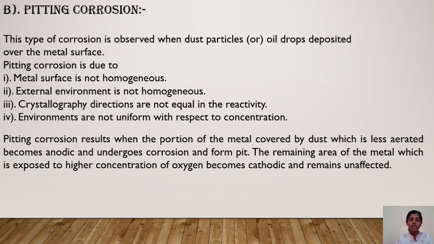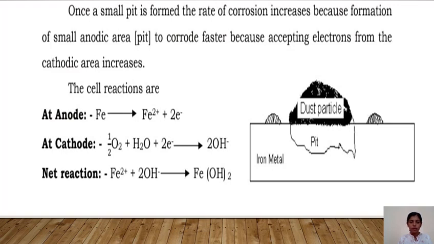Pitting corrosion results when the portion of metal covered by dust, which is less aerated, becomes anodic and undergoes corrosion and forms a pit. The remaining area of the metal, which is exposed to higher concentration of oxygen, becomes cathodic and remains unaffected. Once a small pit is formed, the rate of corrosion increases because the small anodic area corrodes faster as the electrons accepted from the cathodic area increase. Here we have the cell reaction of pitting corrosion.